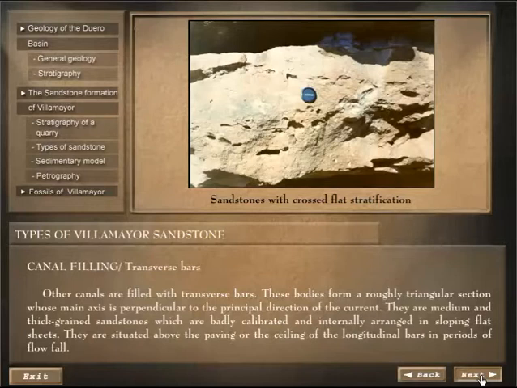Transverse bars. Other canals are filled with transverse bars. These bodies form a roughly triangular section whose main axis is perpendicular to the principal direction of the current. They are medium and thick-grained sandstones which are badly calibrated and internally arranged in sloping flat sheets. They are situated above the paving or the ceiling of the longitudinal bars in periods of flow-fall.